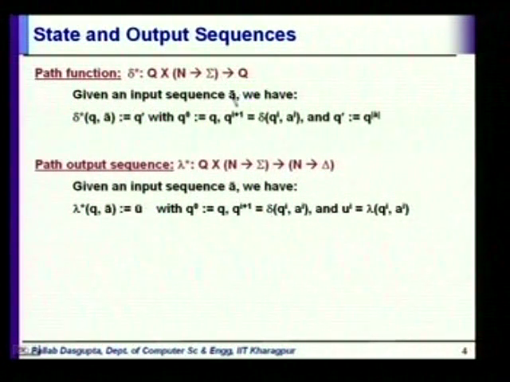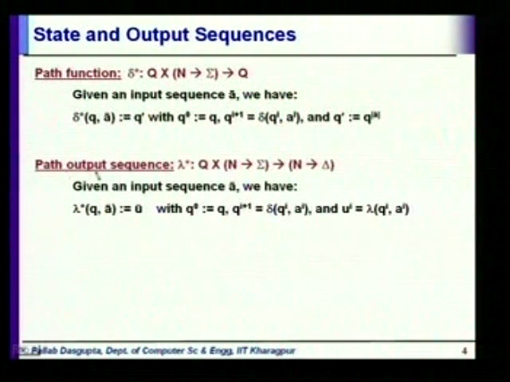Given an input sequence A, we have delta star of Q, A is equal to Q dash, with Q0 is the Q, and Qi plus 1 is delta of Qi, Ai, where Ai is the ith input, and Q dash is the last state, so Q and as many as you have in this sequence.